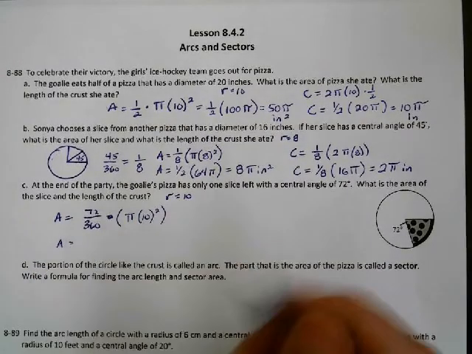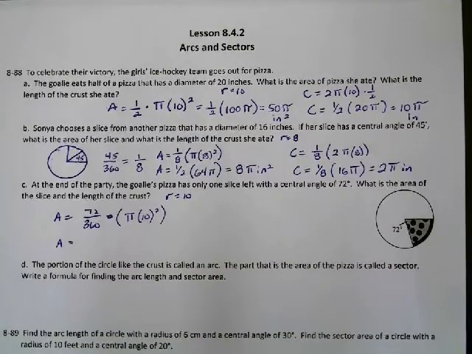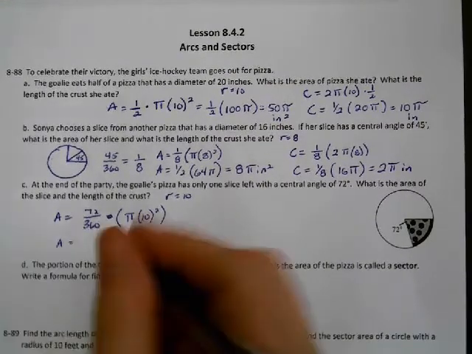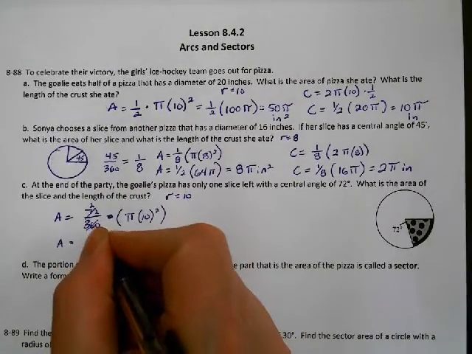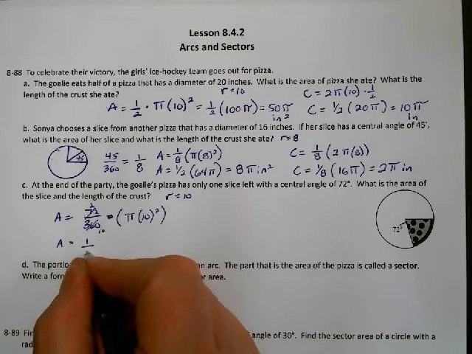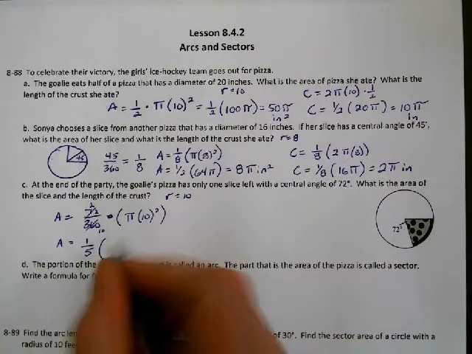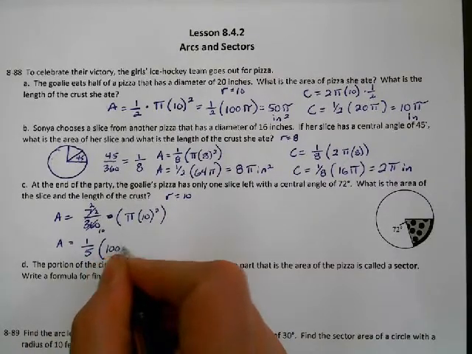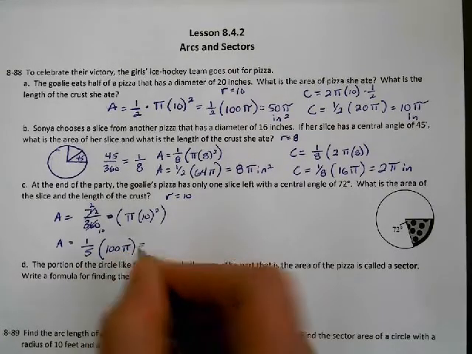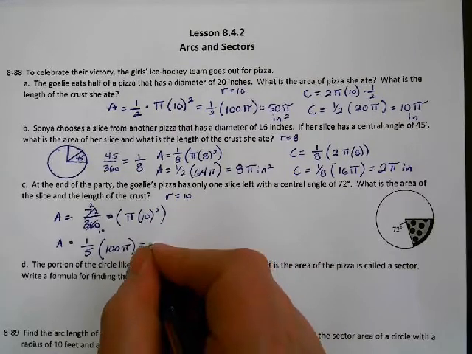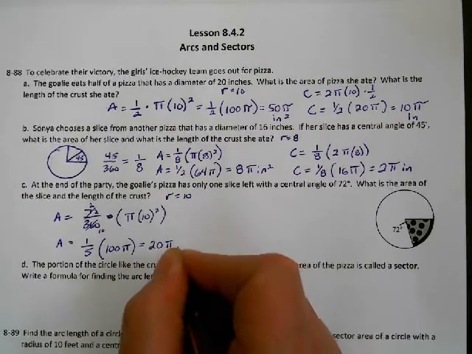So 72 and 360, let's see, 36 goes into both of those. 36 goes into 72 2 times, and it goes into 360 10 times. So yeah, it's going to be 1/5. So we get 1/5 times 100 pi, and 5 goes into 100 20 times. We get 20 pi inches squared.